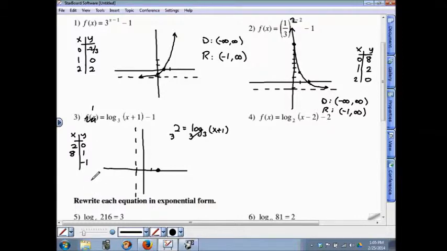We could let y equal negative 1 here. We can see what happens. So if we add 1 to the other side, we get the equation 0 equals log base 3 of x plus 1. Exponentiate both sides. We get 1 is equal to x plus 1. That means that x has to be 0. So there are a couple of points we can plot. 8, 1, 0, negative 1.